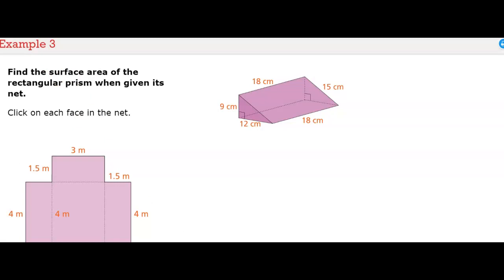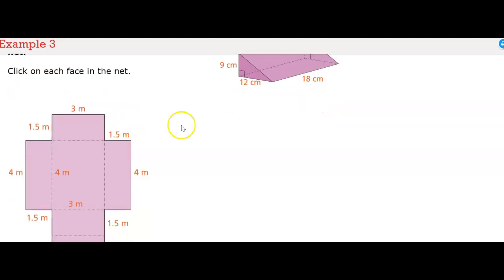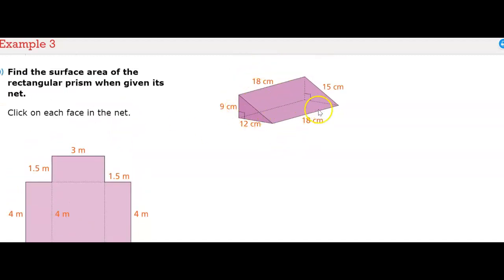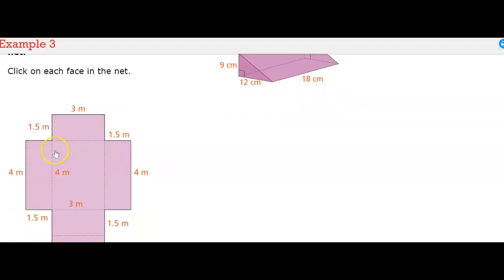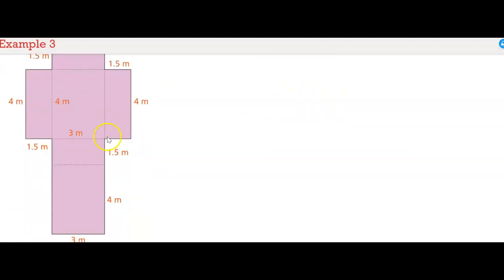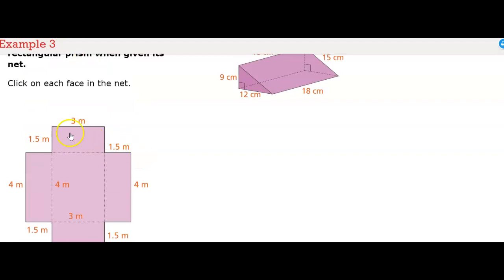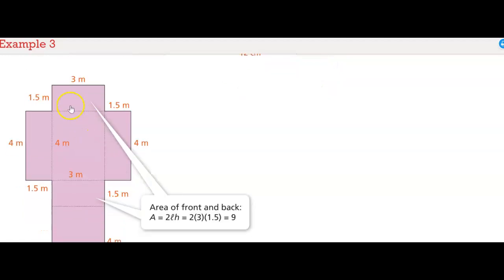Find the surface area of the rectangular prism when given its net. Okay, so here's the rectangular prism, and it's called a rectangular prism because the base here at the bottom is the shape of a rectangle. The faces on the sides are triangles, and then this top and the other side of the triangle are rectangles. As you can see, we have this prism drawn out as a net, and all of the measurements written on it. So click on this face here.